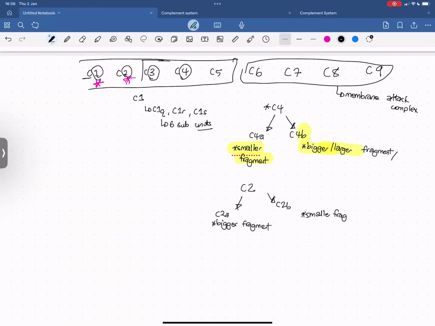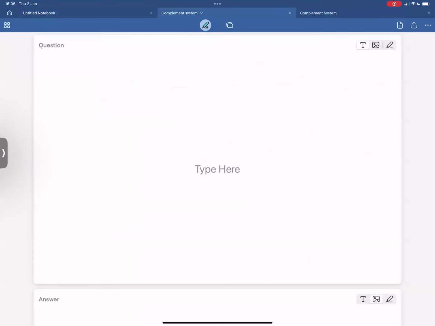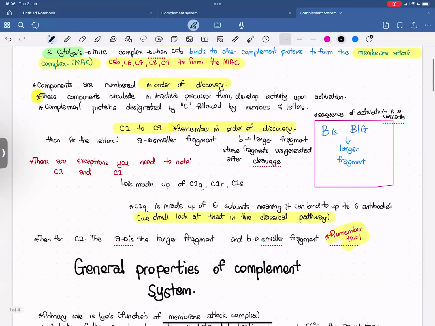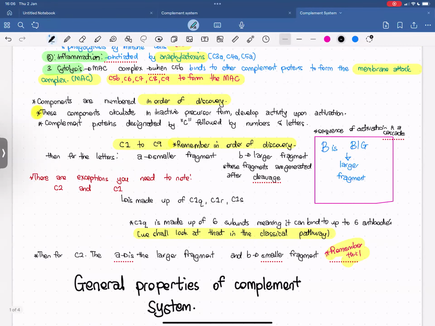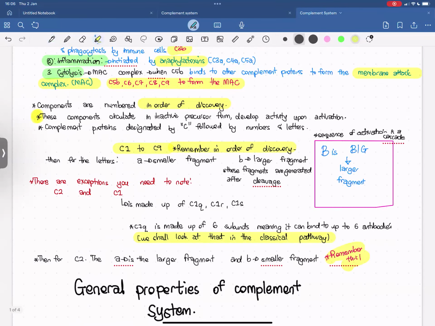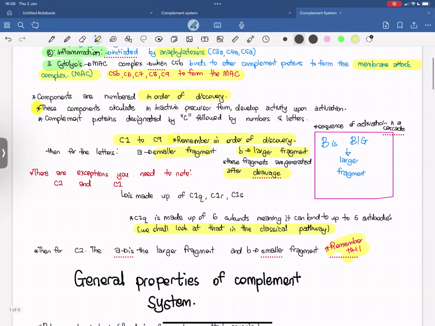So let's go back to the introduction, and then we see what else we need to know. Then for the letters, A stands for the smaller fragment. I've already told you that. Larger fragment is B. These fragments are generated after cleavage, being broken into smaller parts. B is big. Remember, B is for larger fragments. There are exceptions you need to note. The exceptions you need to note are C1 and C2.